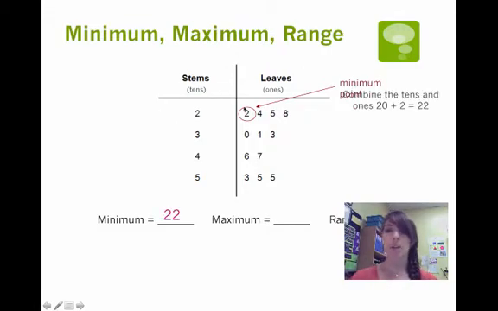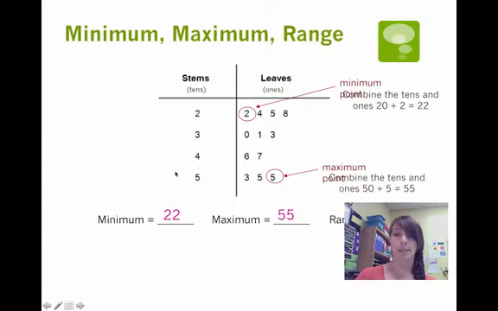Whoops, sorry about that. You combine the tens and the ones, 22 is 22. Our minimum here is 22. Our maximum is the one all the way on the end, 5. So it would be 55 because a 5 is over here in the tens place. Okay, 55. And then that means our range is 55 minus 22, which gives us 33. So it's really easy to find the minimum, the lowest number, the maximum, and the range.